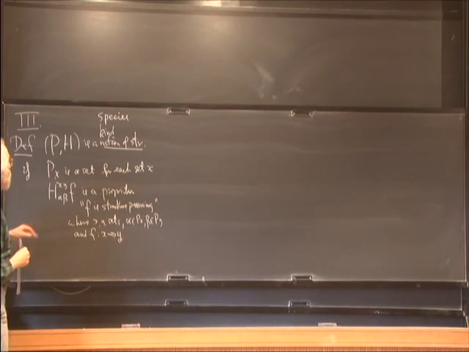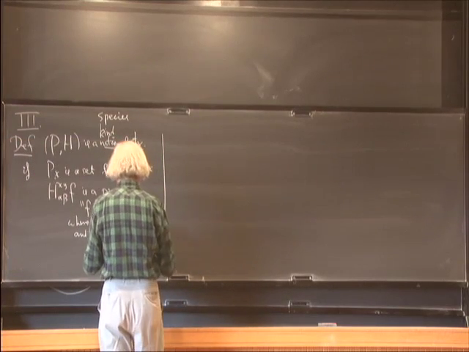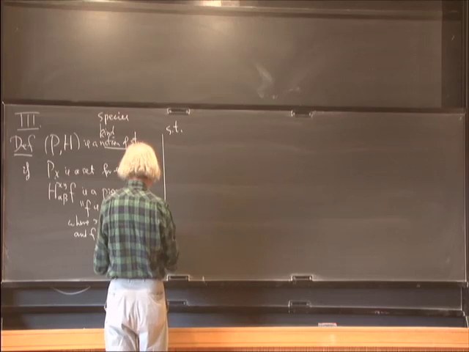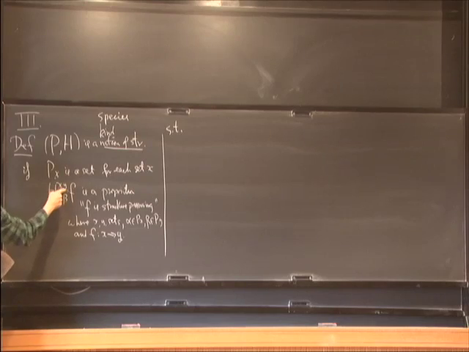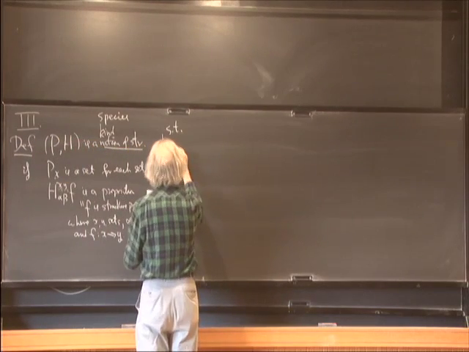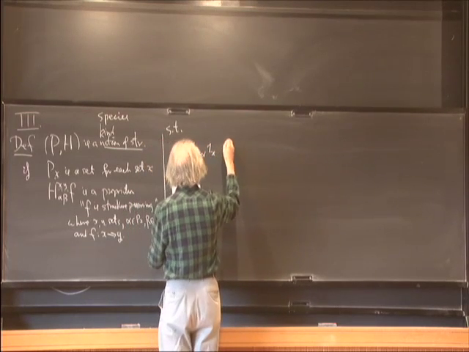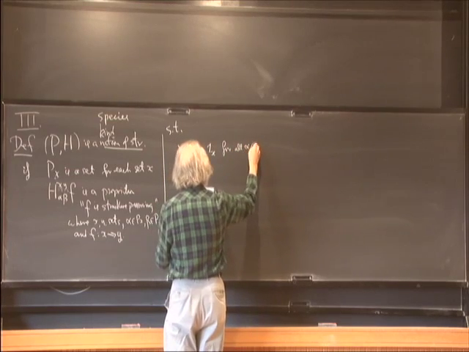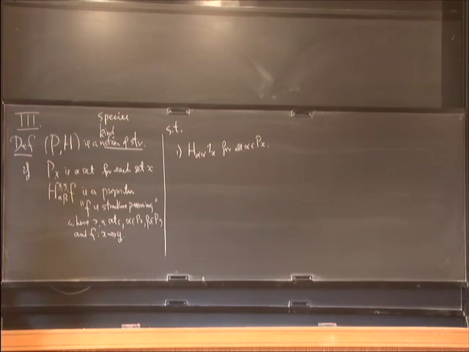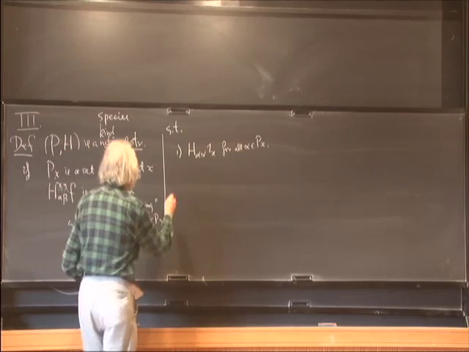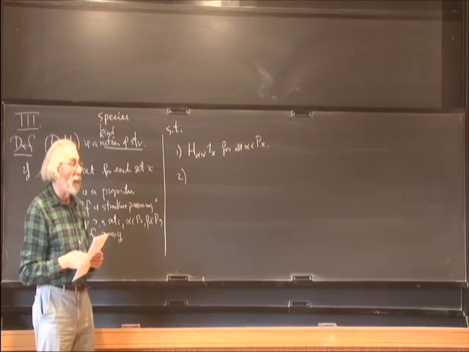So obviously some axioms should hold for this setup. Usually I will omit these superscripts. The identity map is always structure preserving. Secondly, you can compose structure preserving maps.